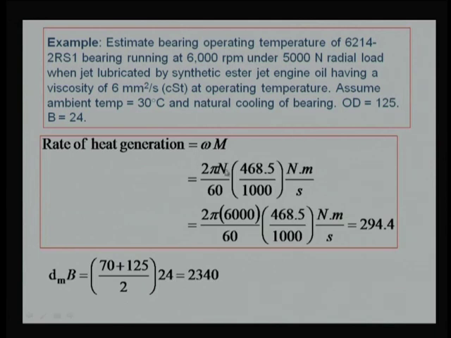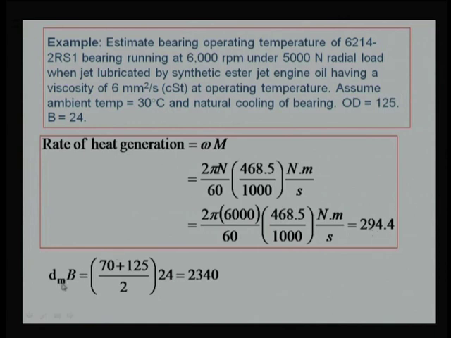Now we require these data. The rate of heat generation we already found in the previous slide, that was 468.5 Newton mm. If I divide by 1000, it will turn out to be Newton meter per second. This is given as 2 pi n, where n is the rotational speed, 6000 in this case. When we find the rate of heat generation, it turns out to be 294.4 watts.